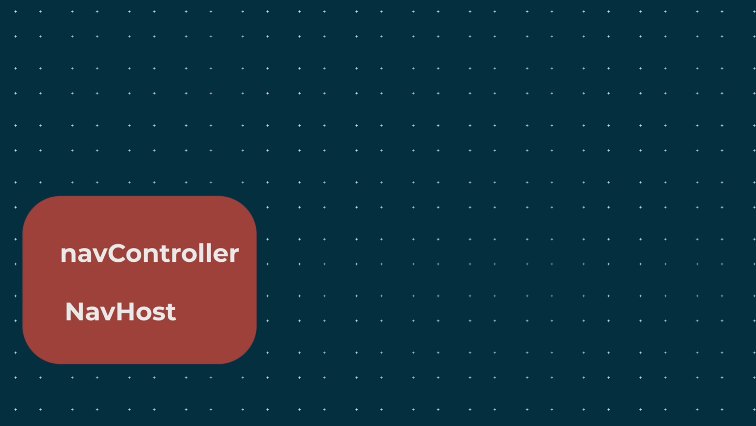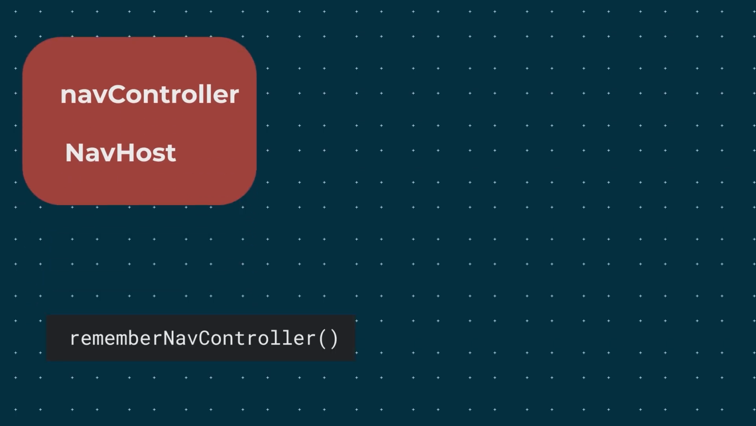If we are gonna add a navigation component to our app, we need to be familiar with two functions. One is the nav controller, another is NavHost. You can get the nav controller by using the rememberNavController function. The nav controller has a navigate method, you can use this to move to different routes. We will see that in a bit.